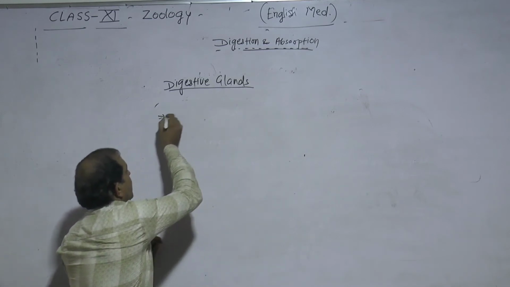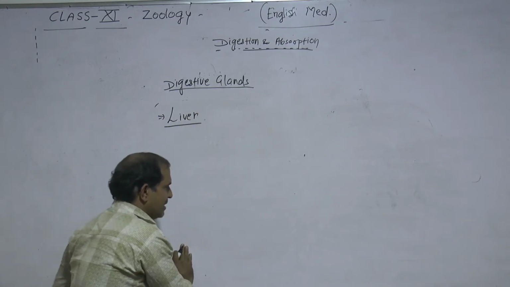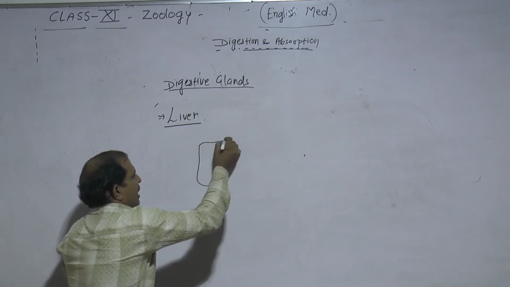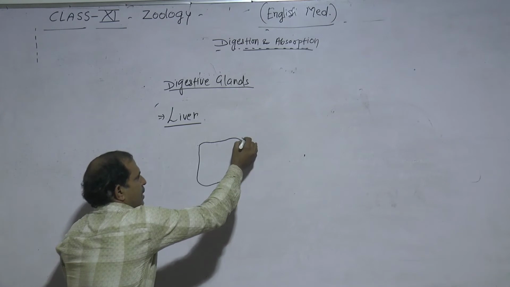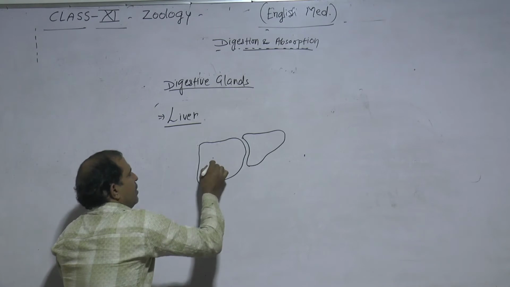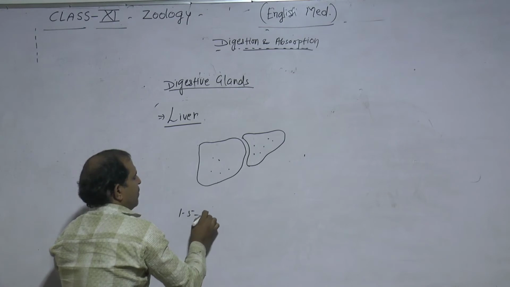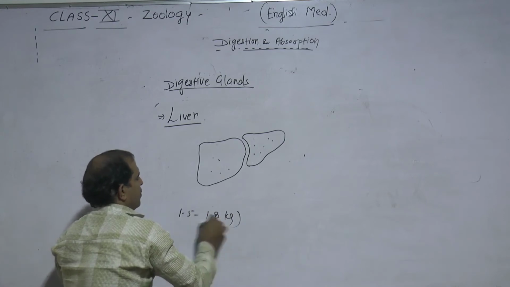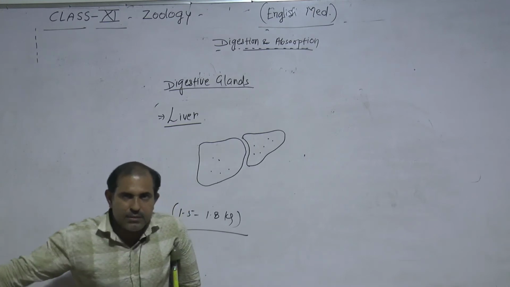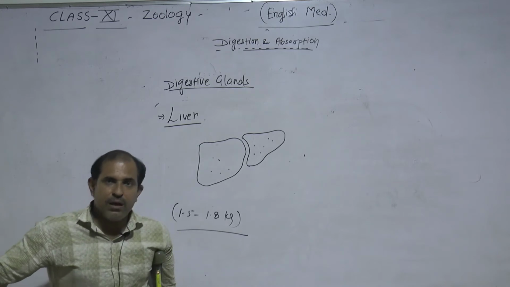Third one is liver. The liver is the largest gland or largest organ of the body. Its weight is about 1.5 to 1.8 kilogram, and it is the largest organ or largest gland of the body.